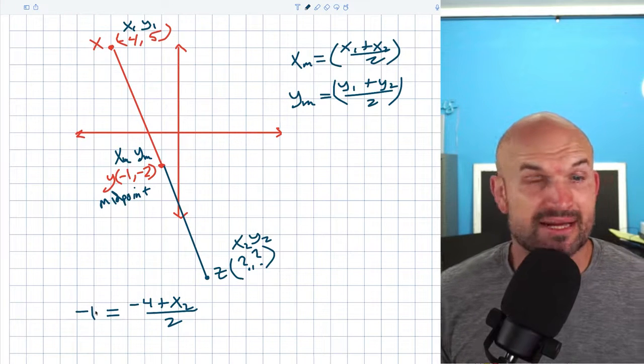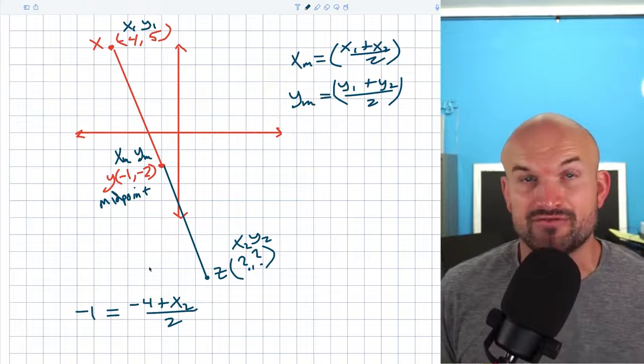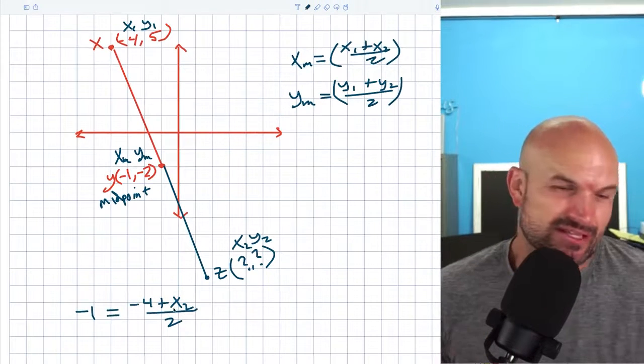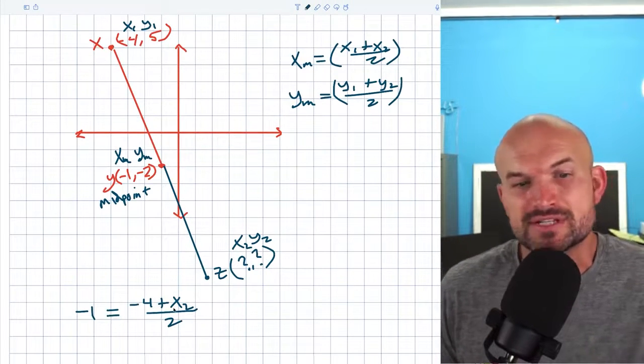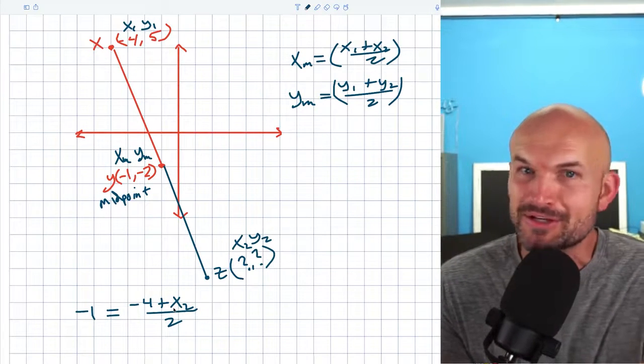Okay, so now you can see that I basically just replaced my -1 with xm. I replaced an x1 with a -4. Now we need to solve for x2. And again, this is where a lot of students will get confused on how to do this. We're just going back to algebra 1, the good old days, using your inverse operations.